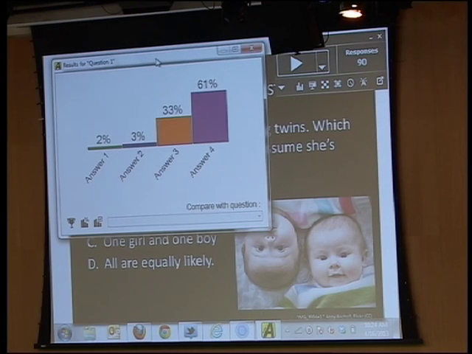I have students think on their own. They vote on their own. I have one clicker per student. We look at the bar graph. Sometimes I show it to them, sometimes I don't. Depends on what it looks like. This is a nice bar graph. It shows that there's some contention around this question, so I probably would show it to my students.